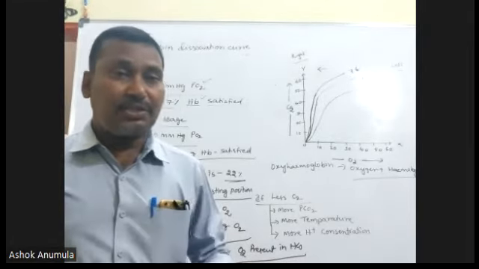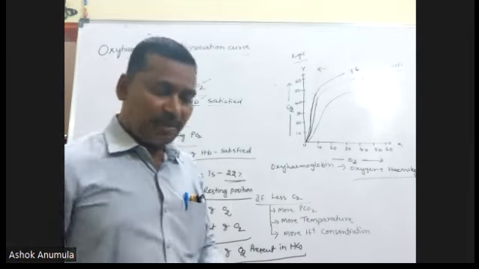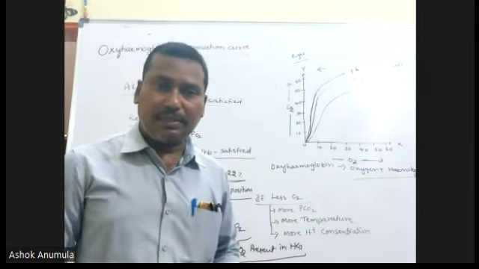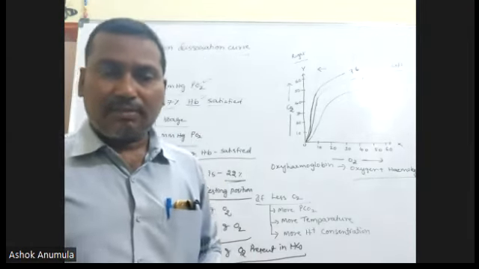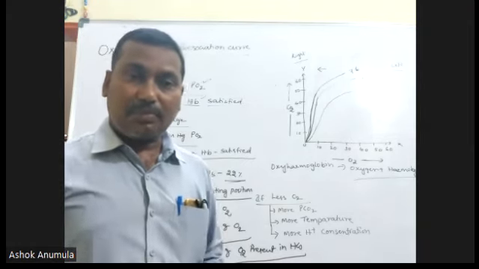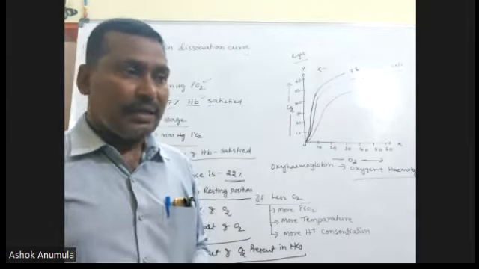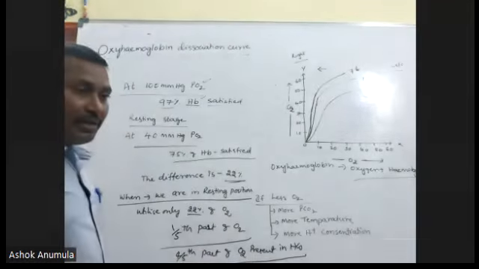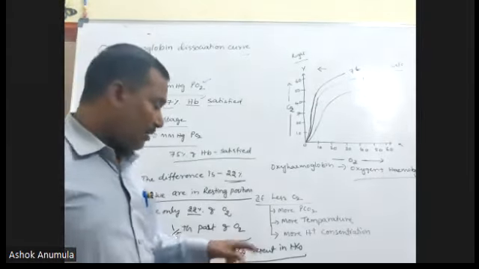But when the person does work, when the person walks speedily, runs speedily, does exercise or hard work, at that time the hemoglobin releases a higher percentage of oxygen to the cells.